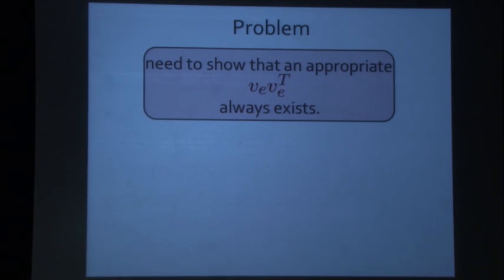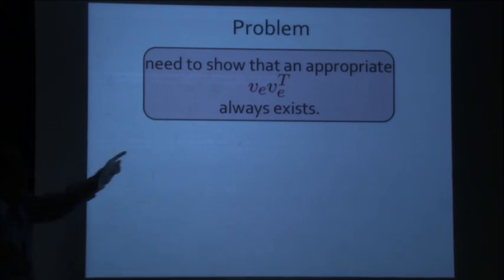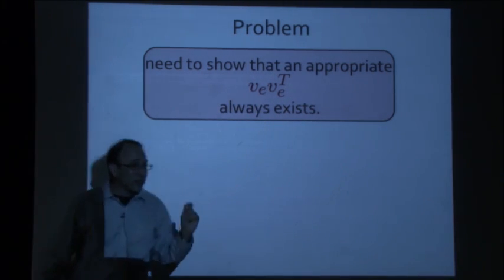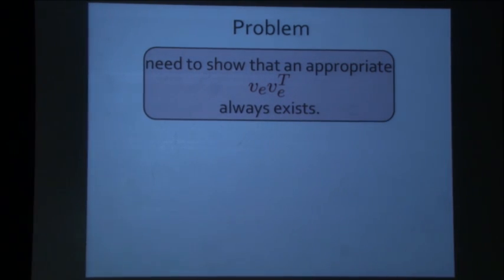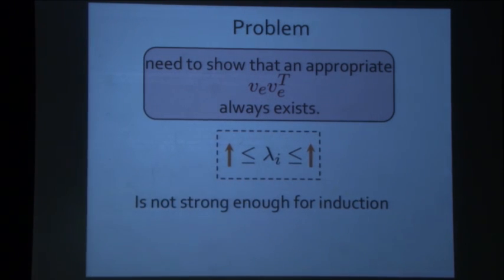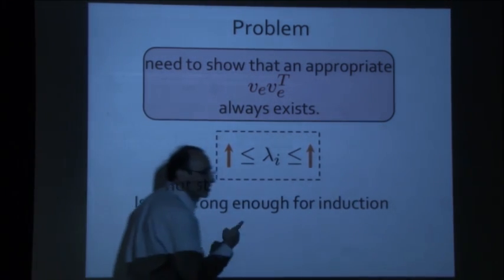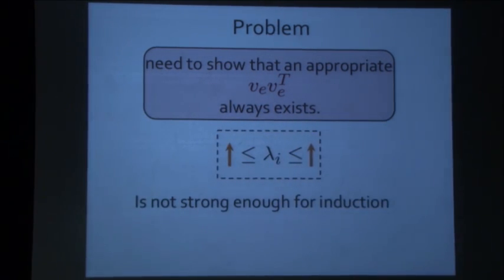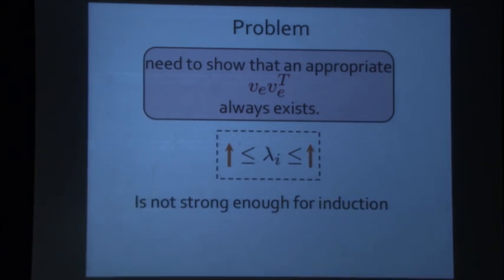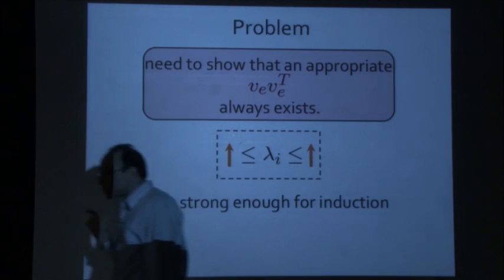OK, here's the problem. This is just a cartoon. How do we make it work? I need to prove that at every step there is a vector in my set that I can add. So I need to show there is an outer product I can add. And the other problem is that just assuming the eigenvalues lie between these barriers is not a sufficient assumption for induction. I want to do an inductive argument, and that is not a strong enough inductive hypothesis.